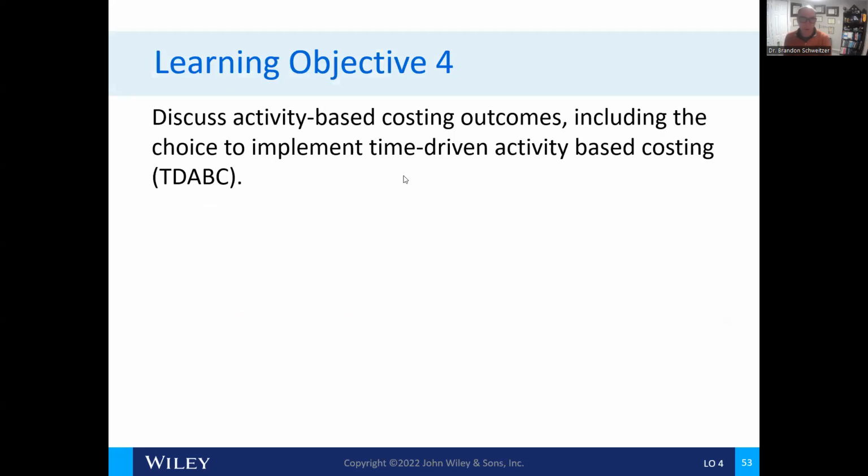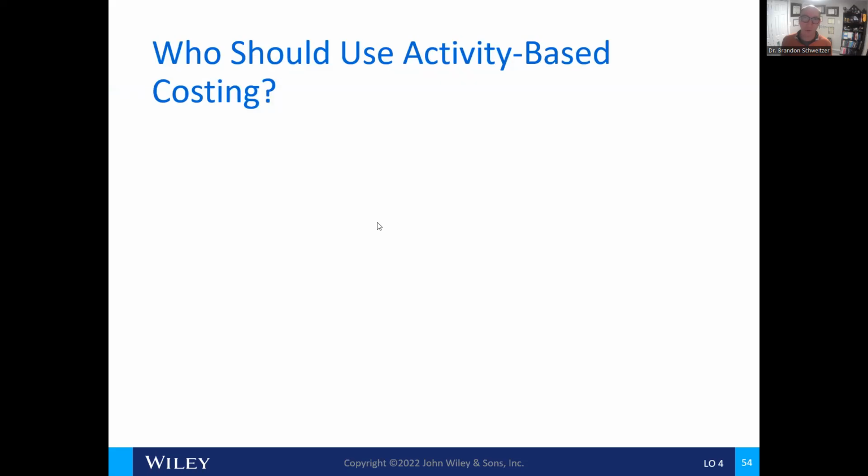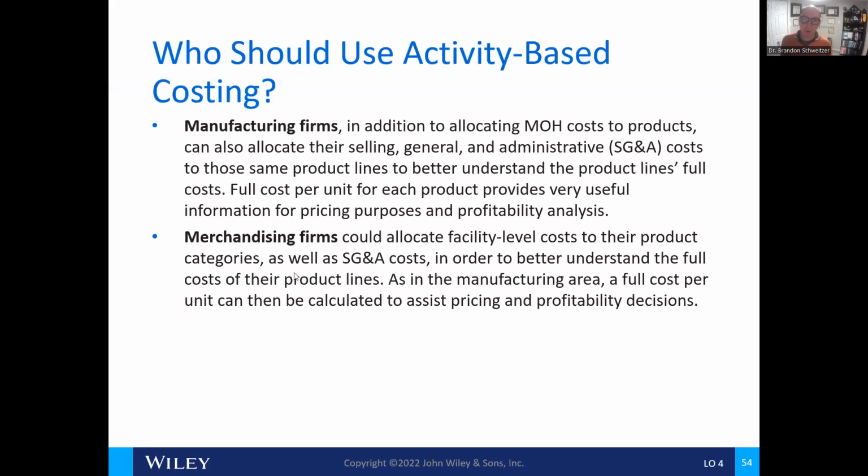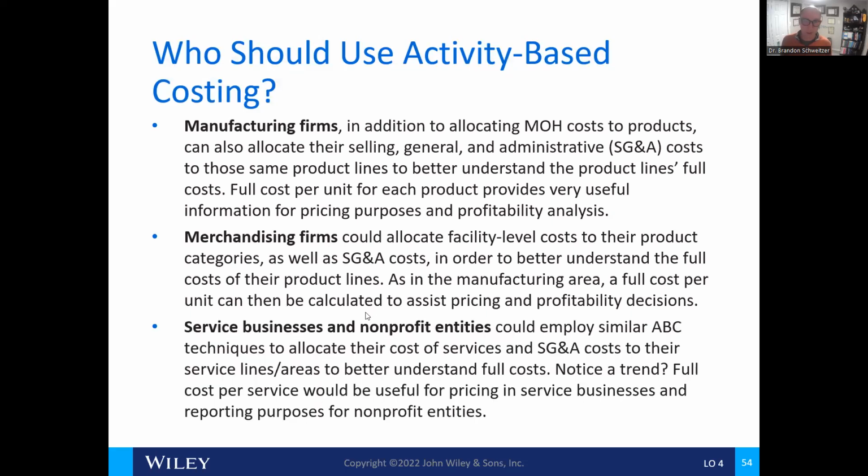One of the last things we want to talk about today is going to be activity-based costing outcomes, which includes the selection to implement time-driven activity-based costing. So who should be using activity-based costing? Manufacturing firms, of course, should be using activity-based costing because it's more accurate, more precise information. Merchandising companies could use activity-based costing, and their allocation will probably be based off of the number of products, etc. Service businesses and nonprofits could use activity-based costing based off of the number of patients or other activities.